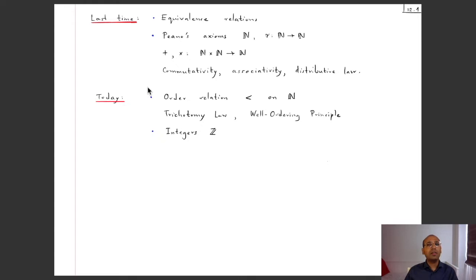So today we will finish our discussion of the natural numbers by talking about the order relation on the set of natural numbers. So what it means to say that one natural number is less than another natural number. We'll give a definition of that. And then we'll prove this important property of this order relation, which is called the Trichotomy Law. And we will also prove something known as the well-ordering principle. And then we'll also begin our discussion of the set of integers.